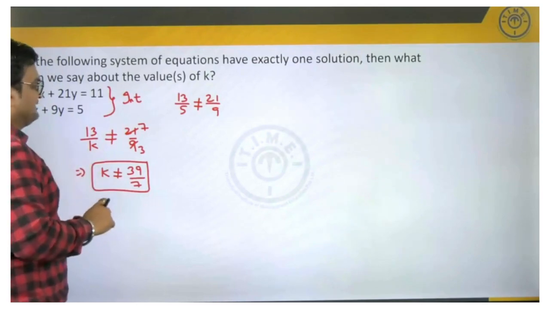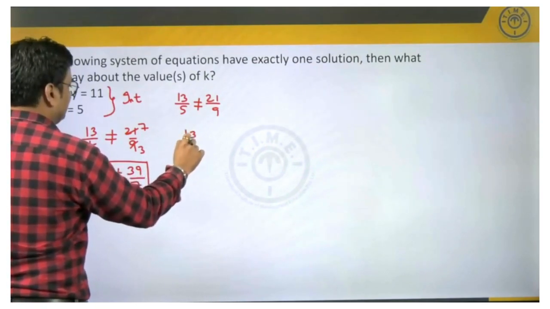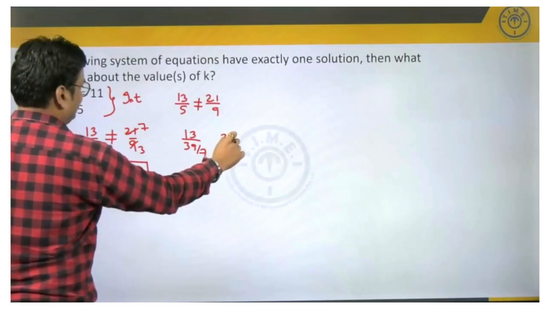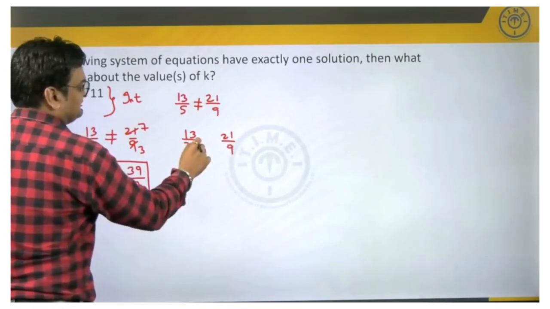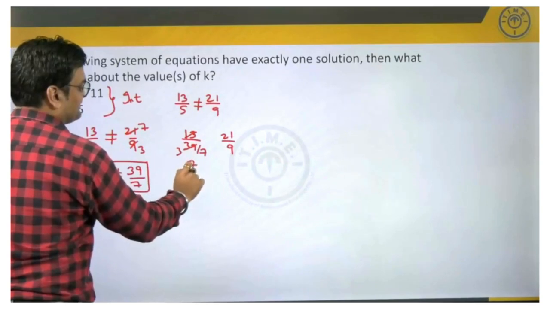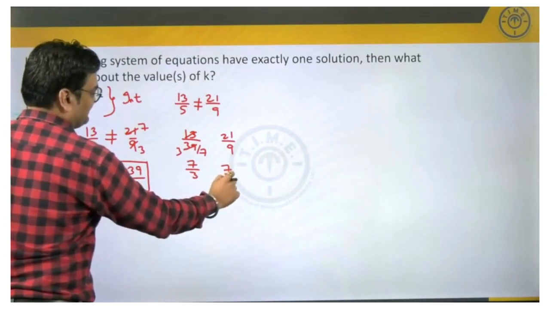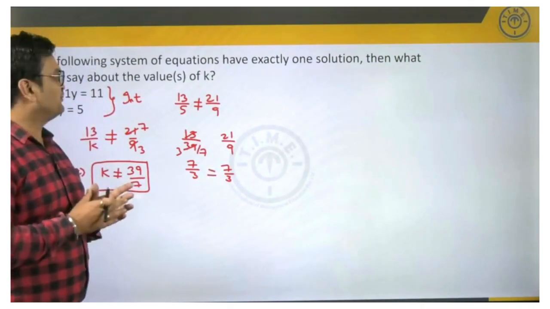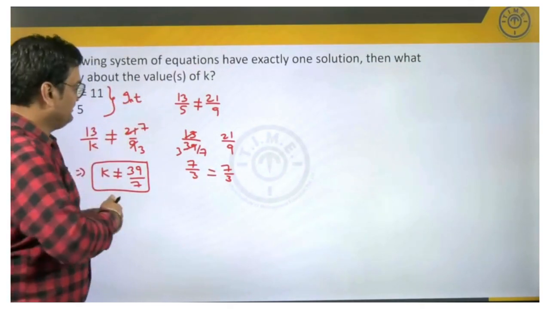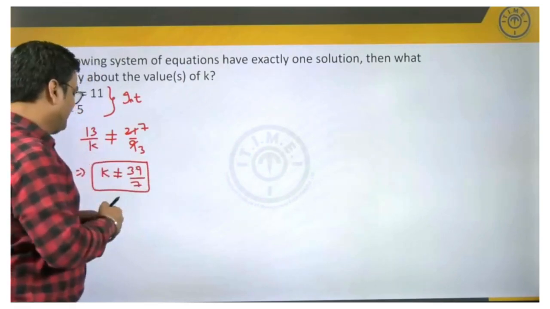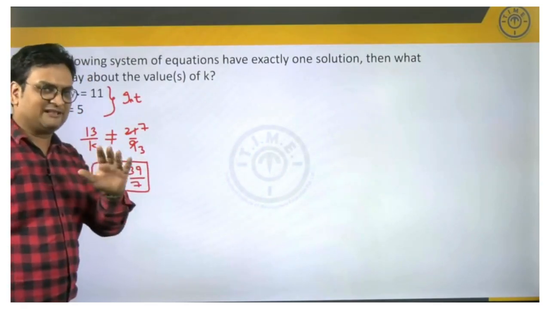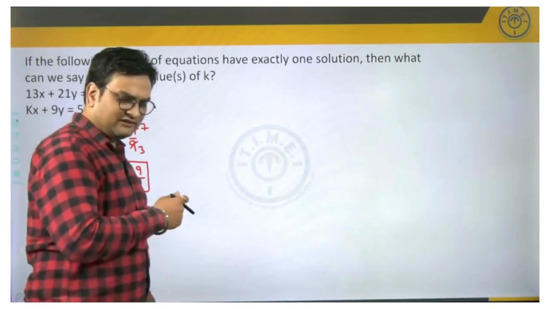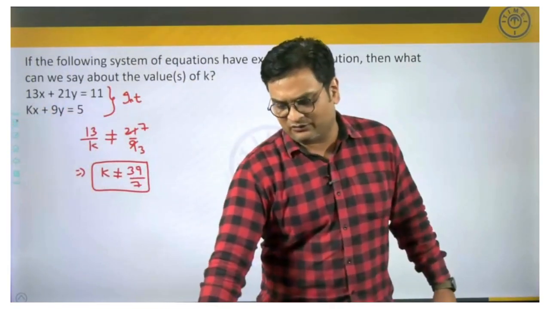But the moment k takes 39 by 7, what happens? 13 by 39 by 7, and this is 21 by 9. 13 will go 3 times, so the left hand side becomes 7 by 3, the right hand side also after simplification becomes 7 by 3. They will become equal. So they will not be having a unique solution, right? They should have exactly one solution. So thus any value of k not equal to 39 by 7 will satisfy the given condition that the system of equations has a unique solution.